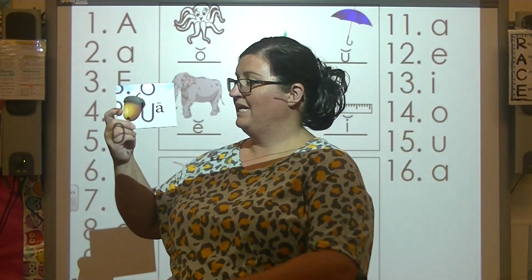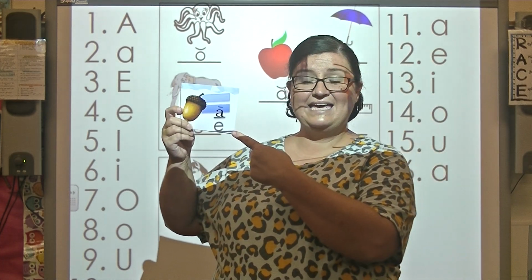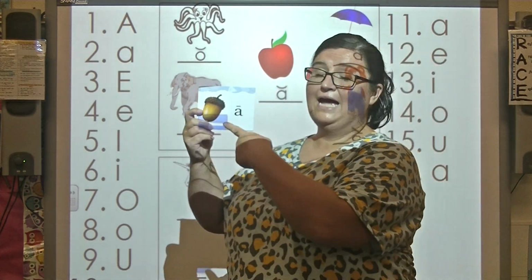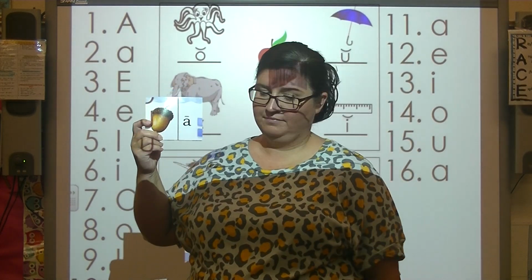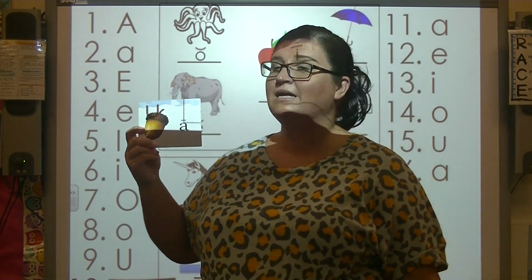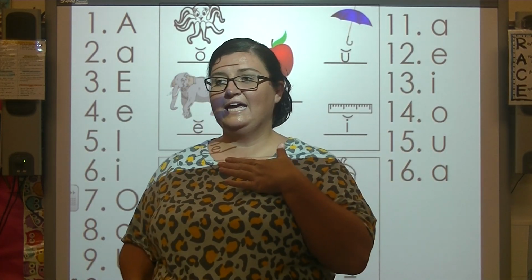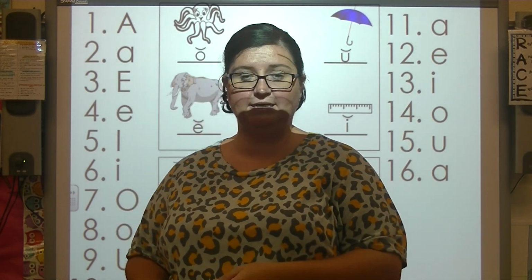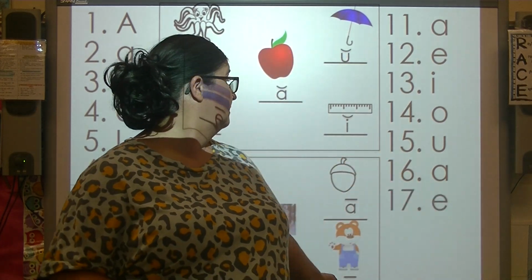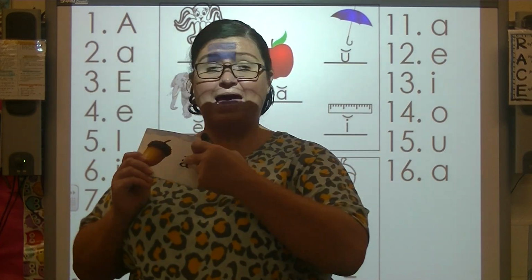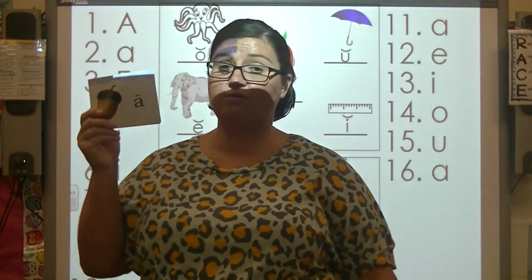My turn. Acorn. Long A. Say it with me. Acorn. Long A. Write it on number 16. Yes. A with a macron, that hat on his head. He says his long vowel sound.